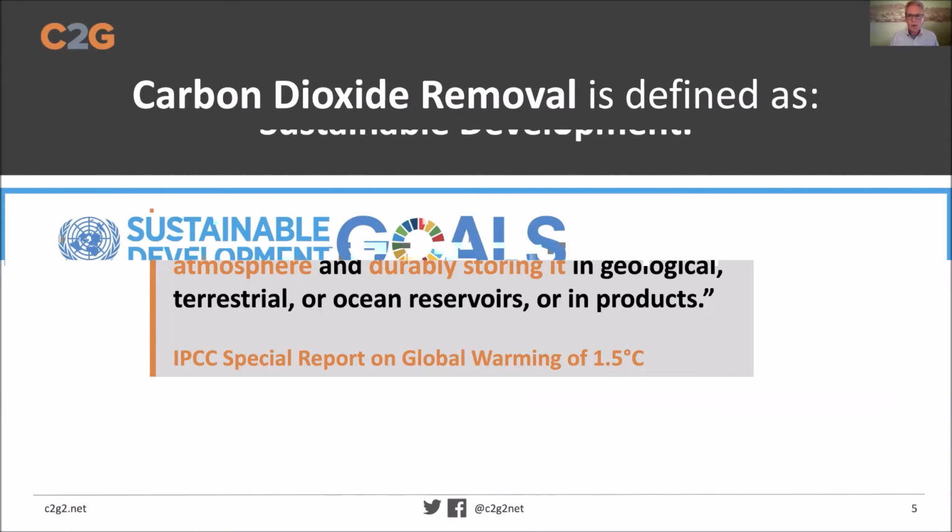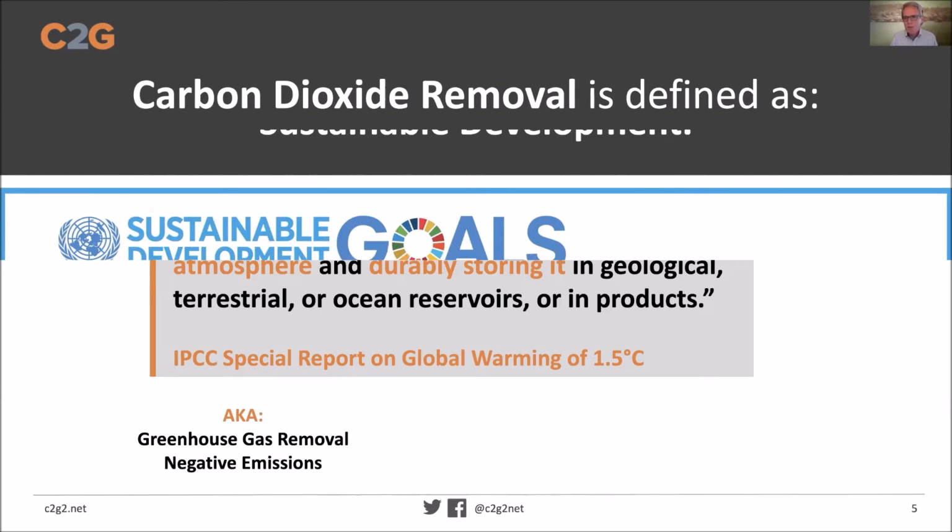Now, the next point, which I think is important to make, is about what is carbon dioxide removal and what is it not, so to say. It is a human activity of removing carbon dioxide from the atmosphere and storing this in a durable fashion in various ways. But the important thing is it's human, it is CO2, and it's coming out of the atmosphere and putting it somewhere else. That's basically the IPCC definition.